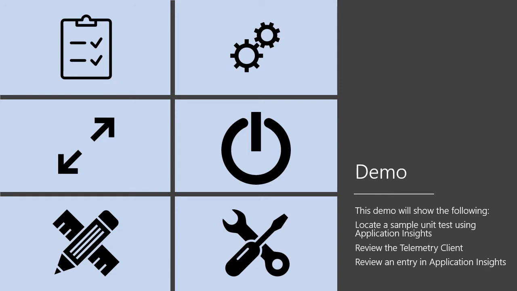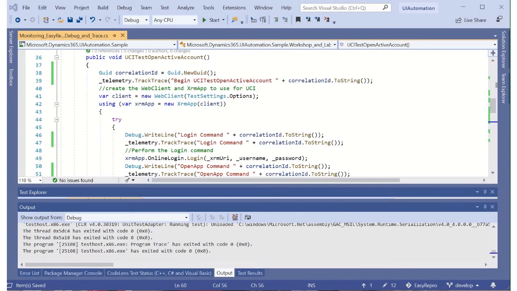For this demo of monitoring EasyRepro, we will demonstrate the following. Locate a sample unit test using Application Insights, review the telemetry client, and review an entry in Application Insights. Welcome to this demo of monitoring EasyRepro. For this demo, we are going to show the following. Locate a sample unit test that uses Application Insights. We will review the telemetry client. Finally, we will review an entry in Application Insights.